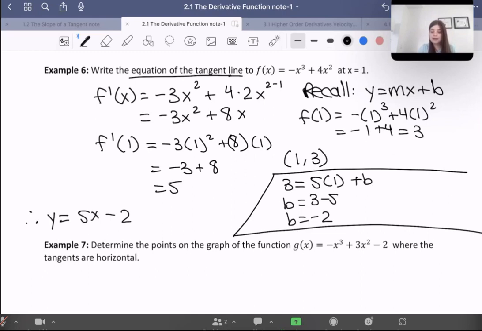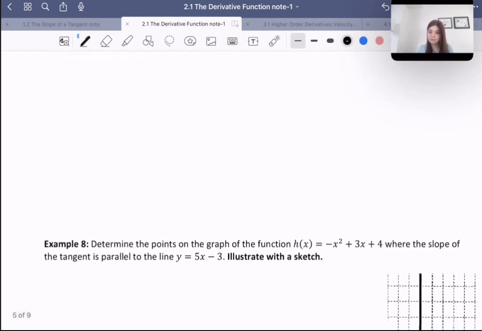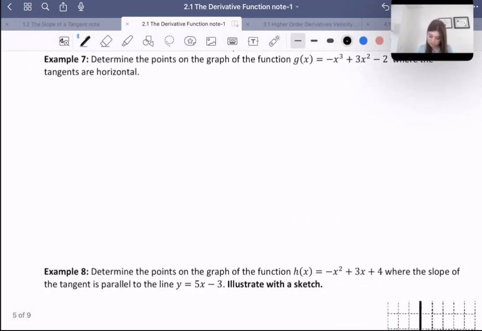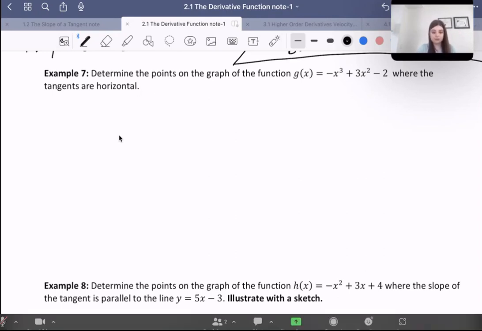All right, well, that's that. All right, let's do one more example. All right. Example 7 says, determine the points on the graph of the function g of x is equal to negative x cubed plus 3x squared minus 2, where the tangents are horizontal. So let's see here.